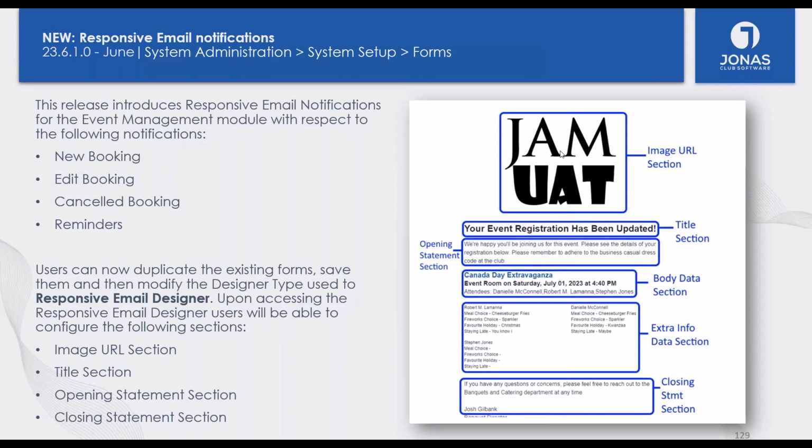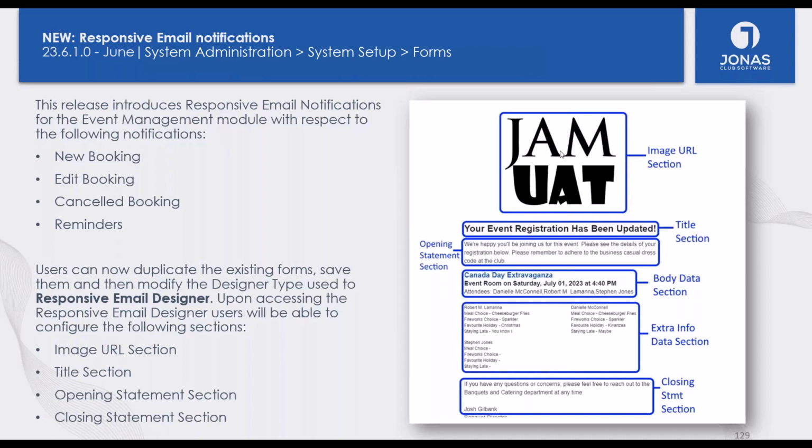You can control that title section. You can control the opening statement section. You cannot control that body data section. That is the data that we're pulling from the reservation itself, so that'll be hard coded by us. The same goes for the extra info. So if you're collecting registered extra info on a given event, we will display it. That goes to things like meal choices and preferences for various things that we're going to ask of the individual registrants. That information again is coming from the registrations itself.